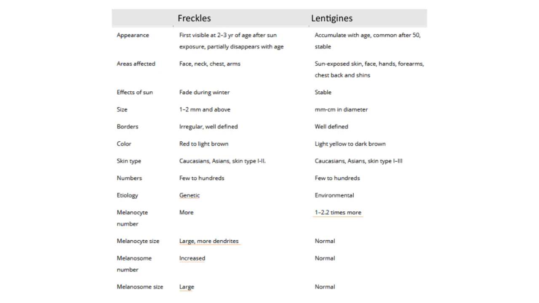Understanding these differences is important because it influences how we approach treatment and prevention. Freckles are more about genetic predisposition and sun exposure, whereas lentigines are more about cumulative sun damage over the years.